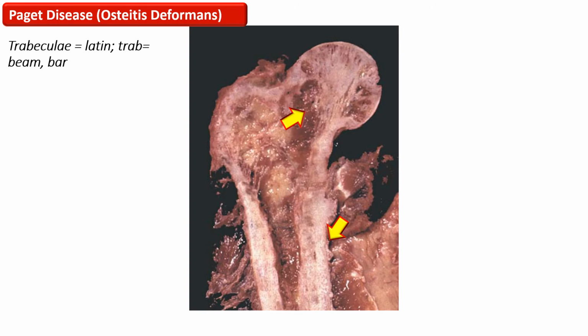This is the gross specimen of a femur that is cut longitudinally, where you can appreciate cortical thickening marked by the lower arrow, and the upper arrow is pointing towards coarse trabeculation. The term trabeculae is derived from the Latin word trab, which means beams or bars. So these thickened beams or bars are not going to provide structural support to the bone due to the various morphological defects we have seen earlier.